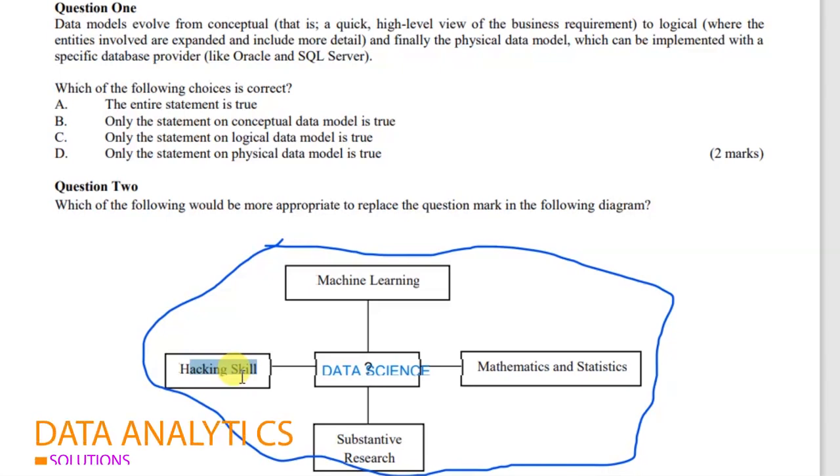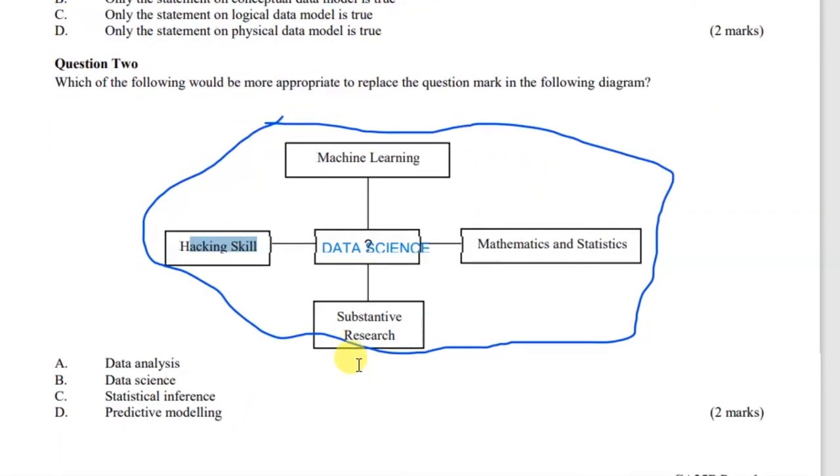And candidates, we all appreciate that data today is mostly in digital format, and therefore the data scientists require programming skills to manipulate the data in order to meet the objectives of data science. So that is the answer to the question. Let's now have a look at the multiple choices.